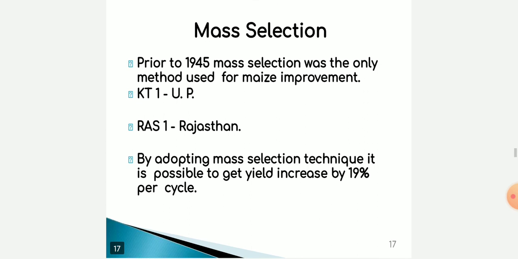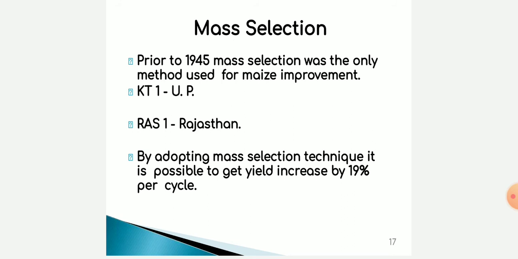You know about, or you can see in my earlier lecture PPTs, what is meant by mass selection, what is meant by the pedigree method, and other breeding methods. I already told this in previous lectures. Prior to 1945, mass selection was the only method used for maize improvement, for example KT1 in UP and RAS 1 in Rajasthan. By adopting mass selection techniques, it is possible to get a yield increase of 19% per cycle.